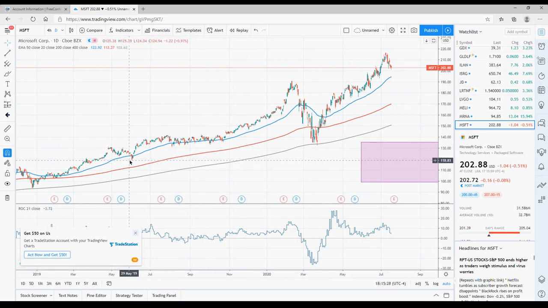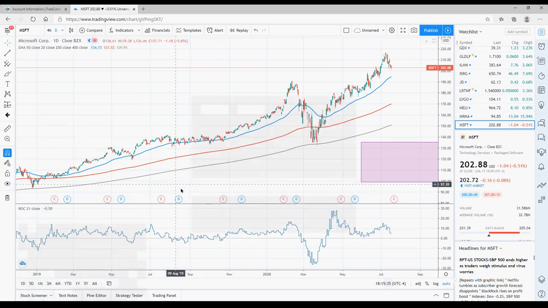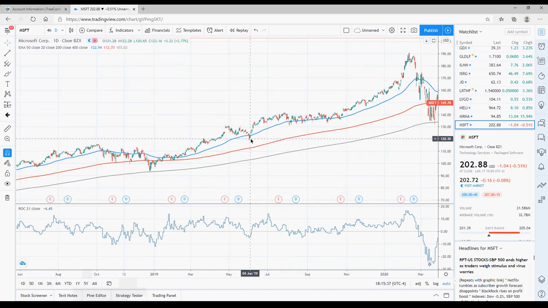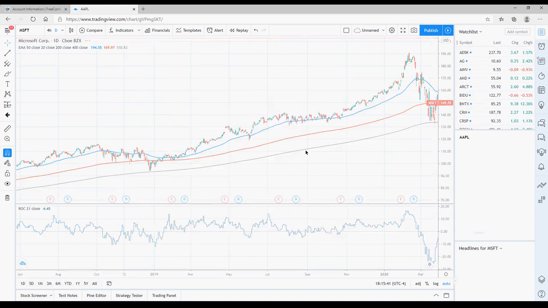If you want to add to a stock, I think a touch of the 50 is a good enough point. It doesn't happen too often, but it happens often enough where it gives you good opportunities to get in at these points. Look at Apple.